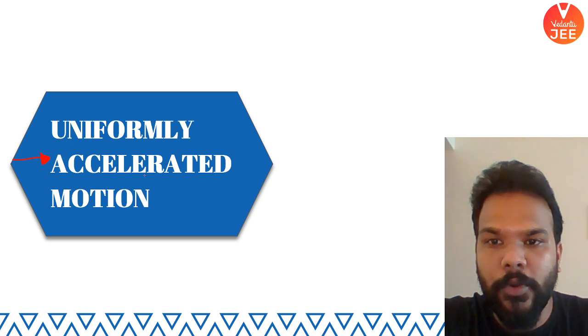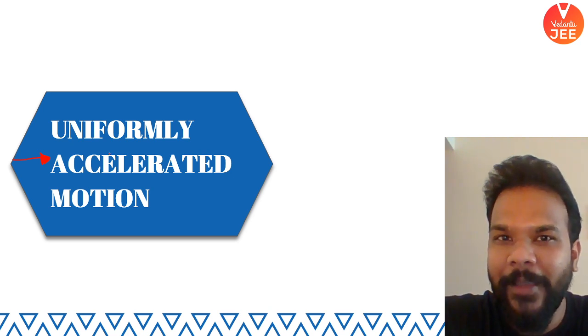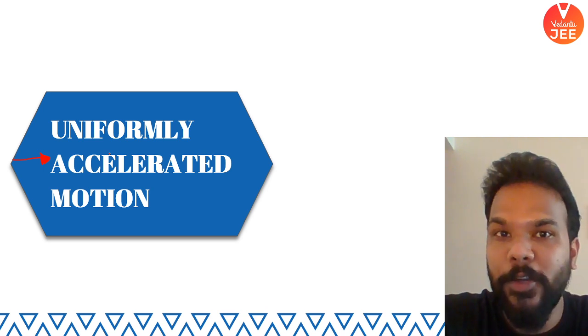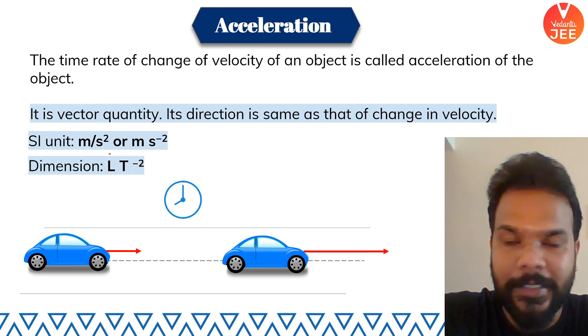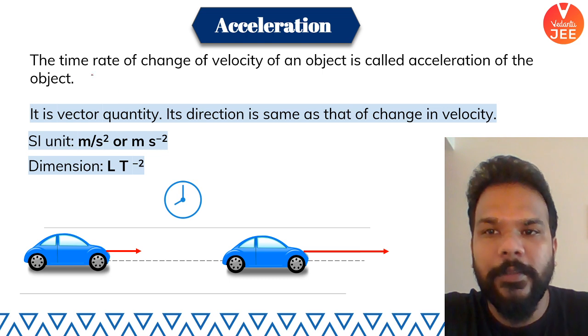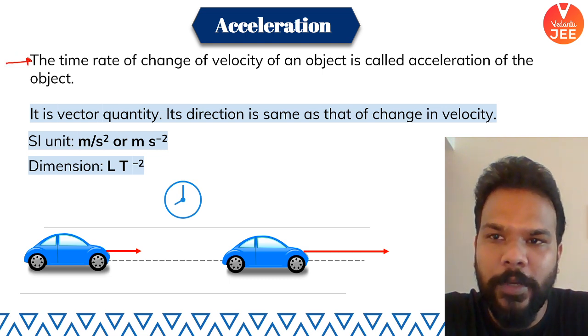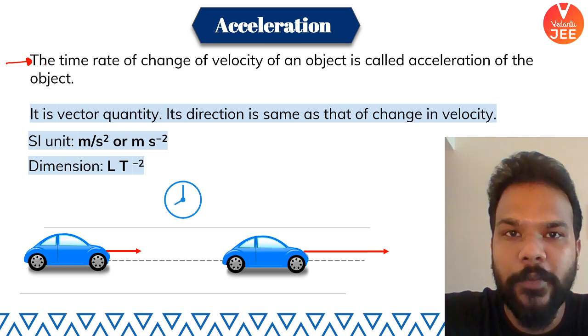But when we talk about uniformly accelerated motion, the situation is going to be a little different. As you can see, acceleration has come into the picture. So what do we call acceleration? Let's first understand that, then I'll tell you what exactly uniformly accelerated motion is. Guys, a very simple understanding of the quantity acceleration: it's basically the time rate of change of velocity of the object.